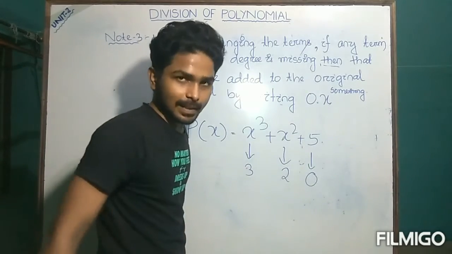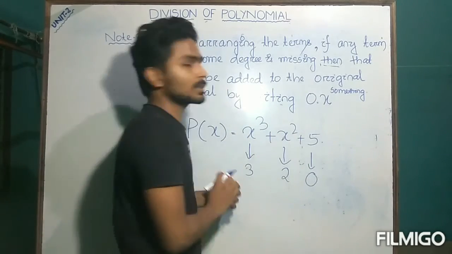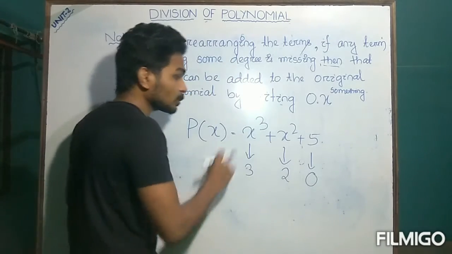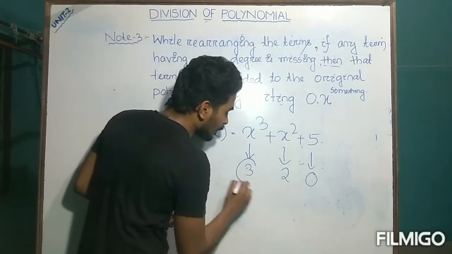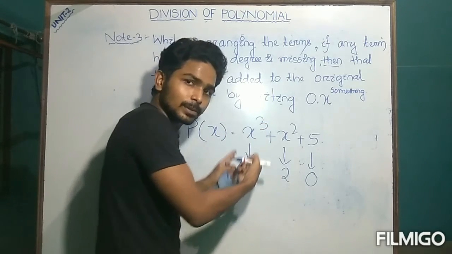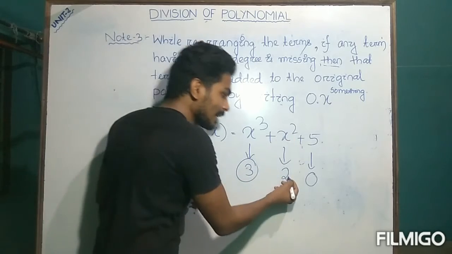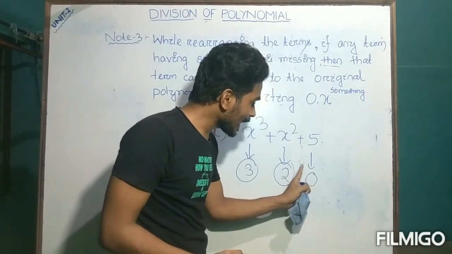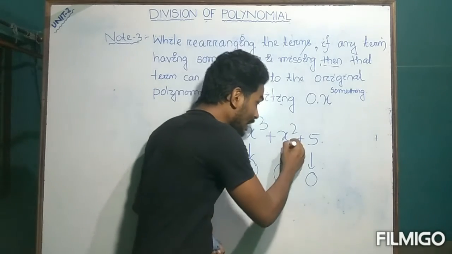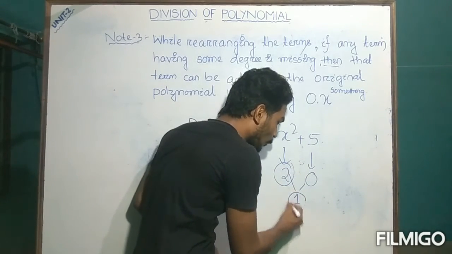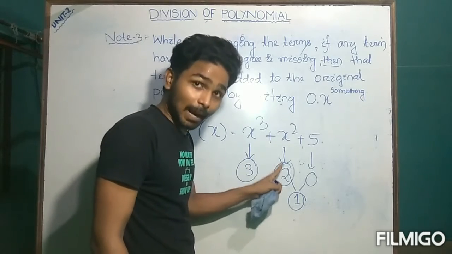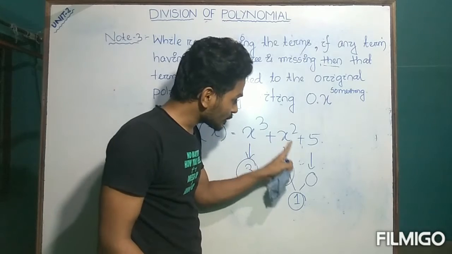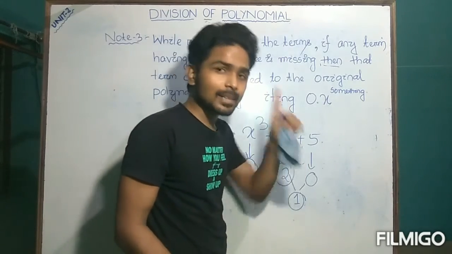They are already rearranged. So while rearranging the terms, if any term is missing, okay, let us find out which term is missing. Here it has a power 3. Since it has the highest power, it should be placed in the first place. It has the second highest power, 2. Then the least power is 0. But which term is missing, and what is its degree? One term is missing here, whose degree is 1. See, after 3 we have 2. Then after 2 we must have 1, but here we do not have 1. So one term is missing whose power is 1.